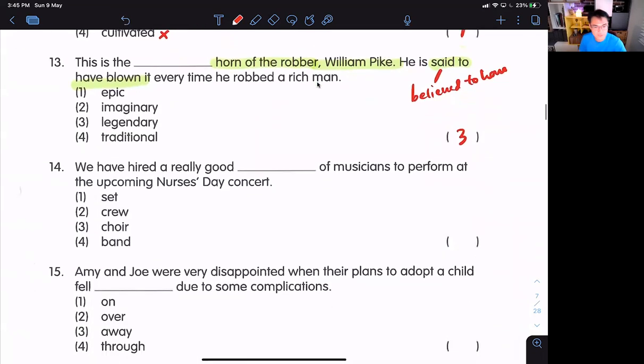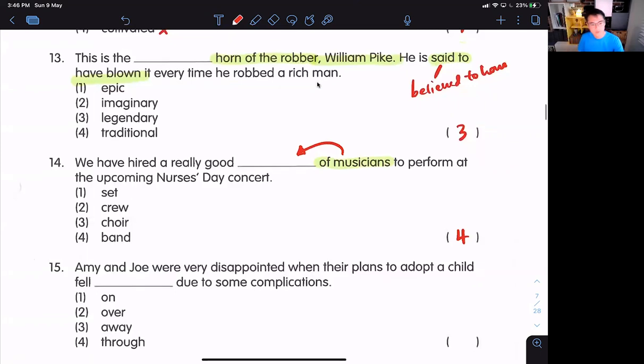Okay, question number 14. We have hired a good, so this is a collective noun that describes musicians, right? So you usually talk about musicians as a band of musicians, all right? A choir is singing, a crew is sailing, and a set is for non-living things, right? Objects that are together, that belong together, okay?